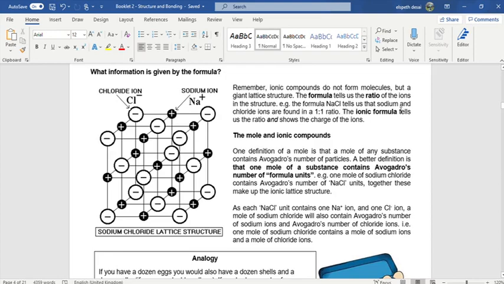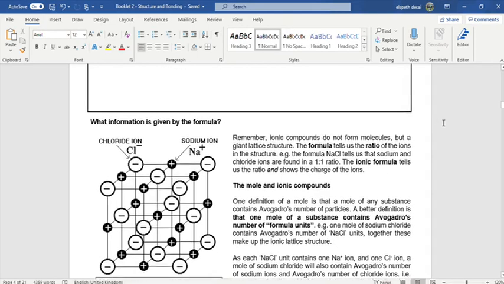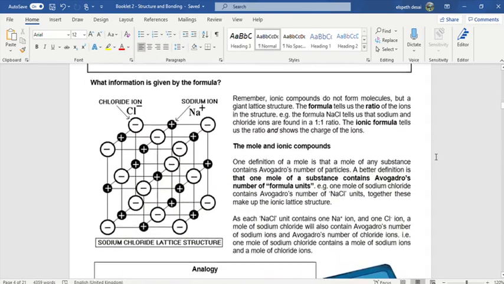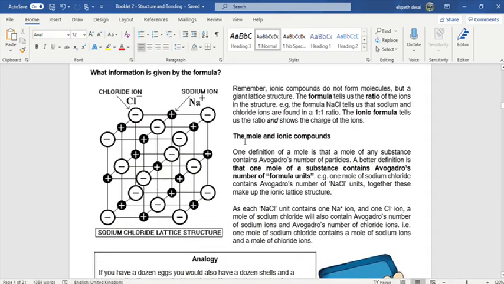Whereas the ionic formula tells us the ratio and shows the charges of the ions. So up in question 1 here, the ionic formula shows the charges and tells us the ratio. The formula just tells us the ratio of the ions. So what I want to talk to you about now is the mole and ionic compounds.